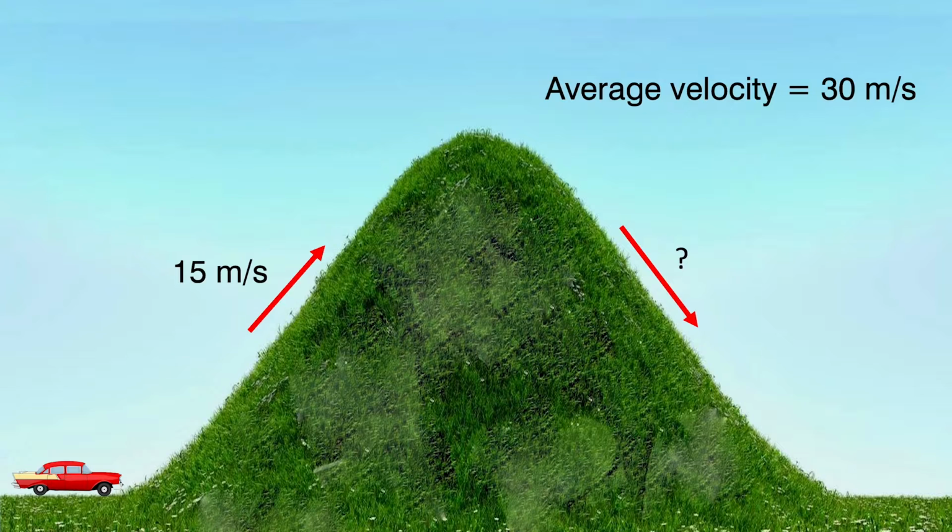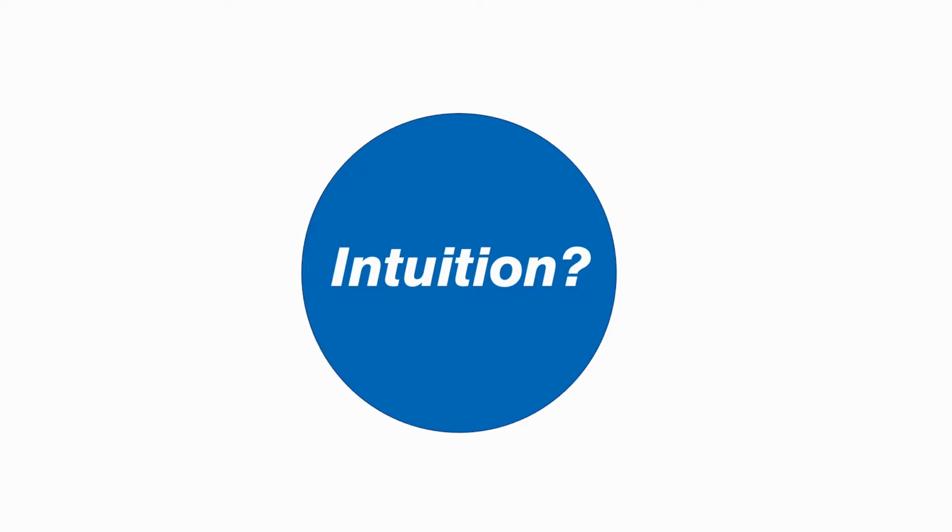Now let's repeat that question again. The car goes up the hill at 15. What speed must the car travel down the hill so that the average velocity over the whole journey is 30 meters per second? In other words, double the initial velocity. Now, without doing any calculations, what's the first answer that pops in your head? What does your intuition say?